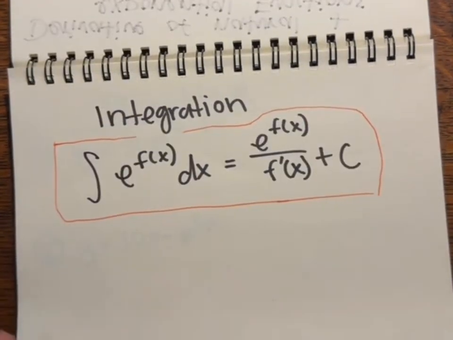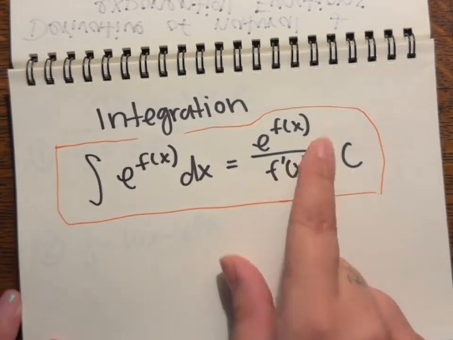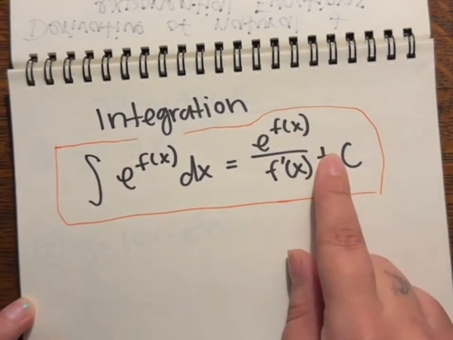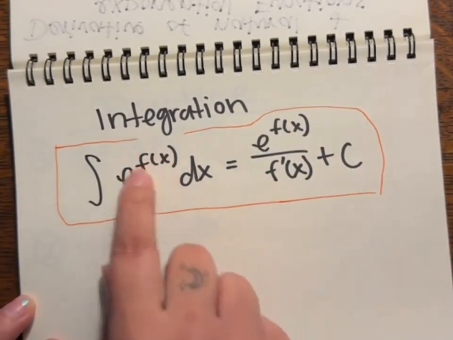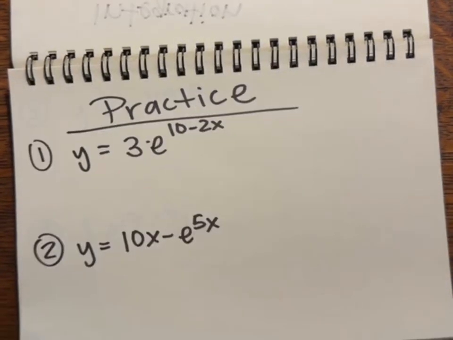And now to integrate, we follow this rule. The integral of e to the power of f of x dx is equal to itself divided by the derivative of f of x, and don't forget, plus c. Okay, now let's do some examples.